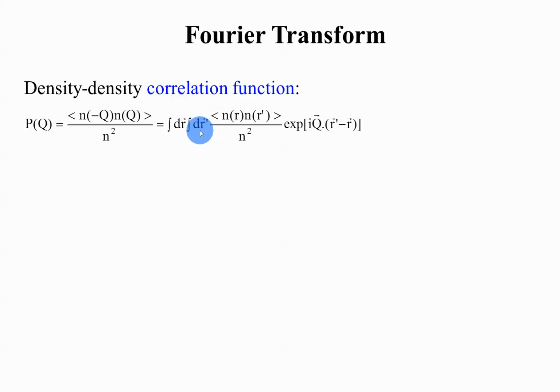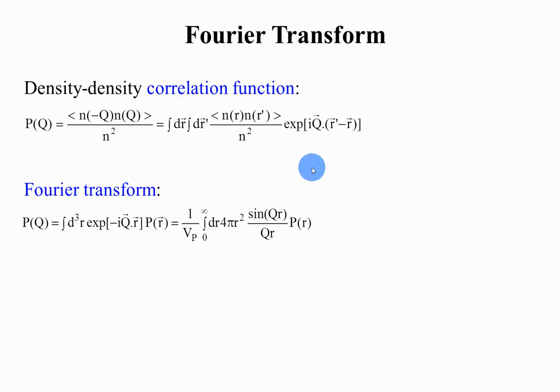And there's what is called the Fourier transform, just a simple mathematical transformation. Okay? The Fourier transform involves this integration over volume in real space, and this sine QR over QR, R squared P of R. So P of Q, the form factor in Q space, and P of R, its Fourier transform in real space. This is the density-density correlation function.